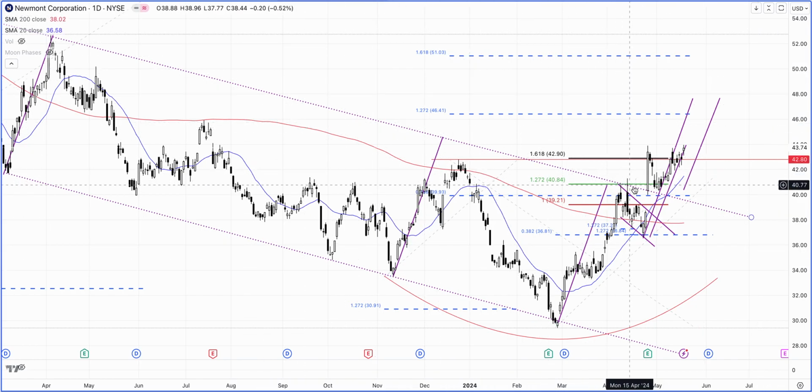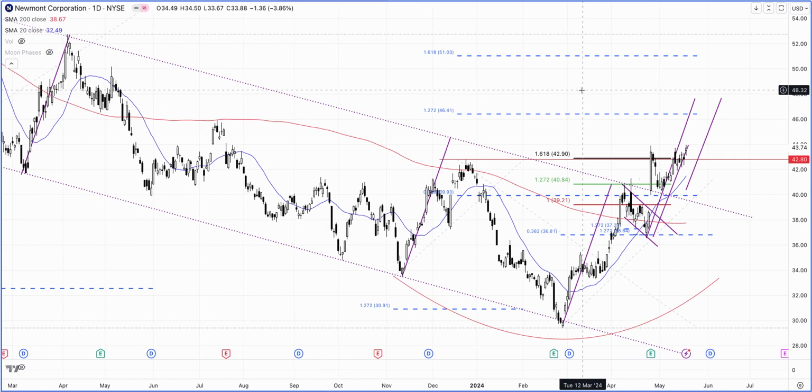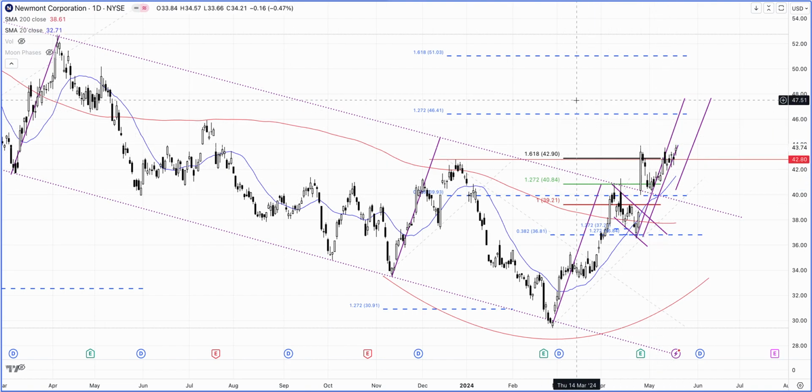Now this one had actually broken out of this channel formation. We had this smaller ABCD already completed around here, and now it looks like it's moving in an ABCD formation, the bigger one, which calls between 47.70, but 46.41 is the 1.272 expansion. So anywhere between 46.41 and 47.70 is possibly where the stock is moving.